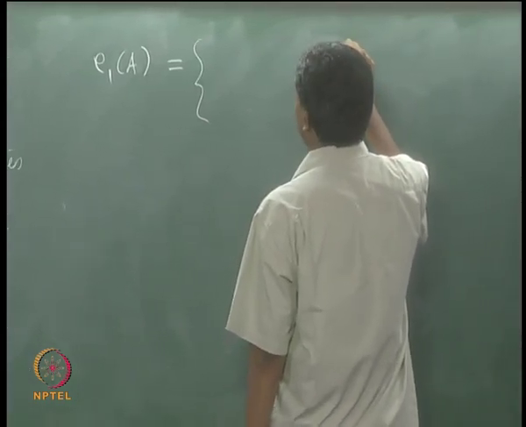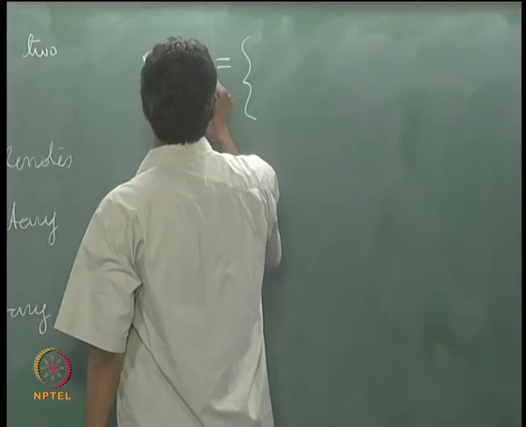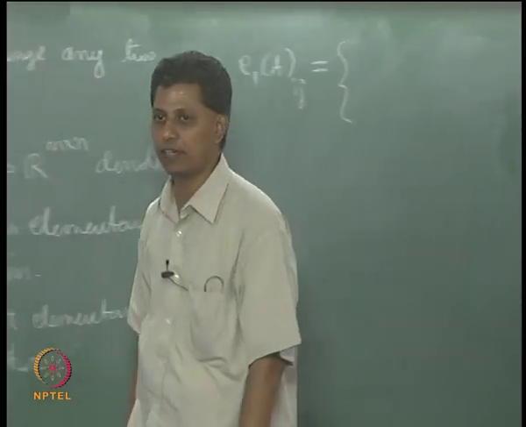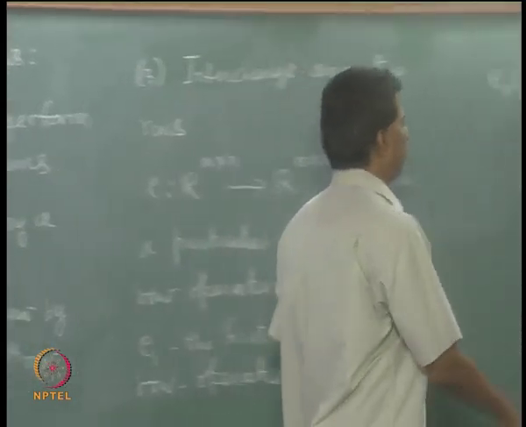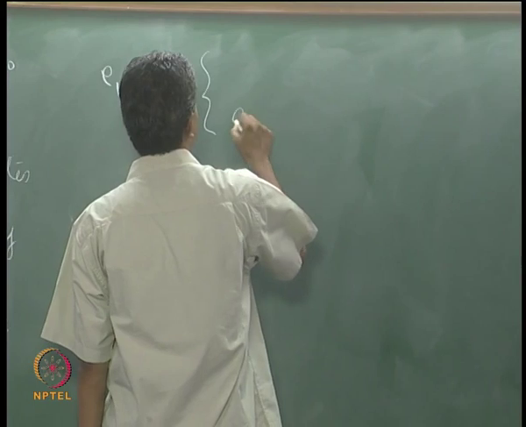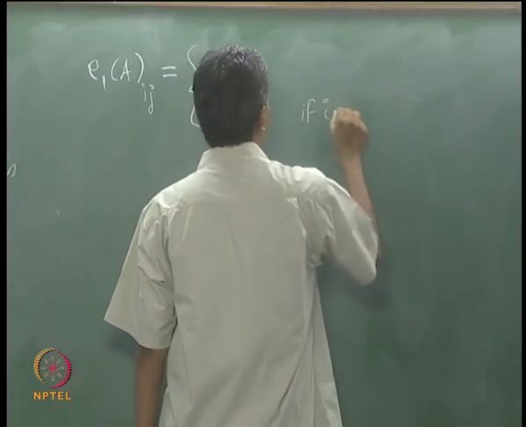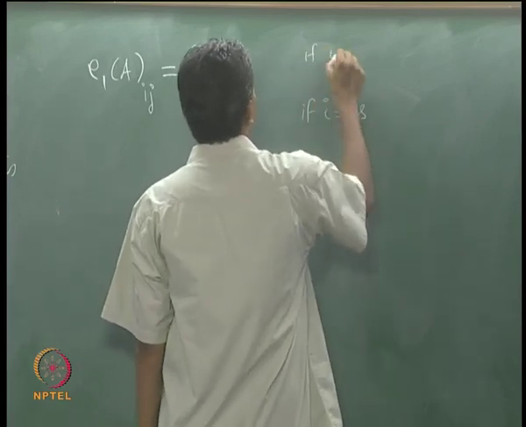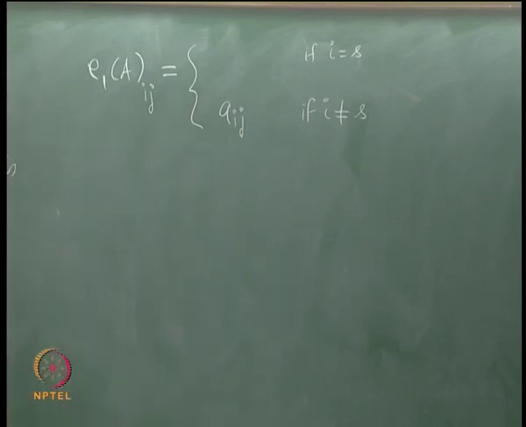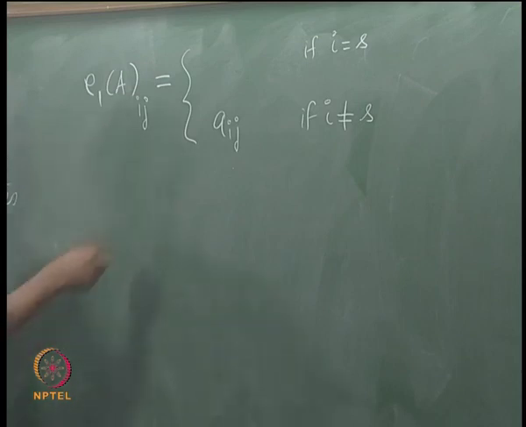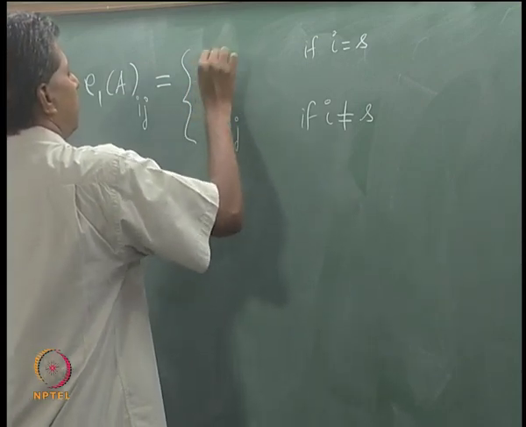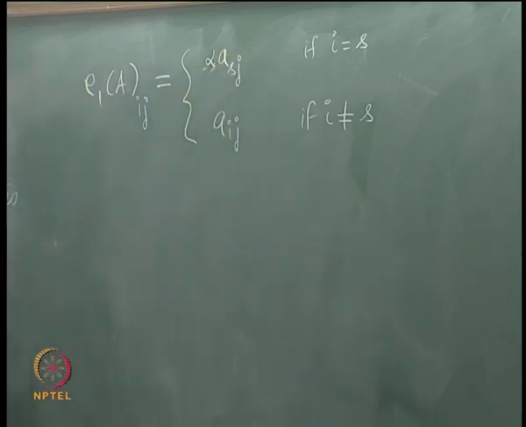I want the entries of E1 of A. So let me say (E1A)ij. What is the ith row jth element of E1 of A? (E1A)ij is equal to Aij if i is not equal to S. If i is equal to S, I am multiplying the Sth row by the non-zero constant alpha, so it is alpha times Asj. This describes the action of E1 completely. The Sth row has been replaced by a constant times the Sth row. This gives a complete description.